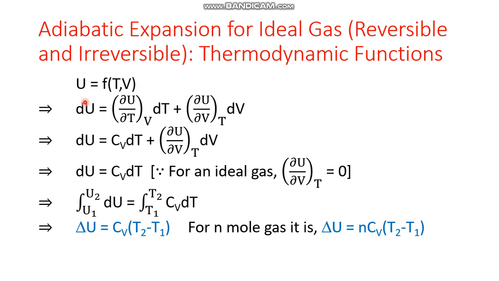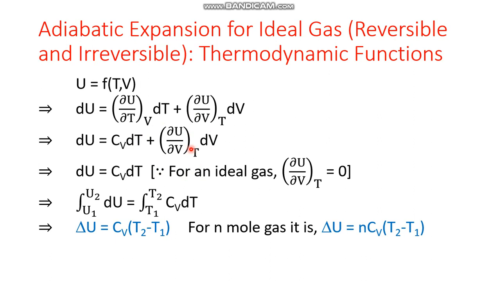So if U is a function of temperature and volume, then dU equals (∂U/∂T)_V dT plus (∂U/∂V)_T dV. But we know that (∂U/∂T)_V is equal to Cv. So we are putting Cv in place of this expression. So it becomes Cv dT plus (∂U/∂V)_T dV as it is.